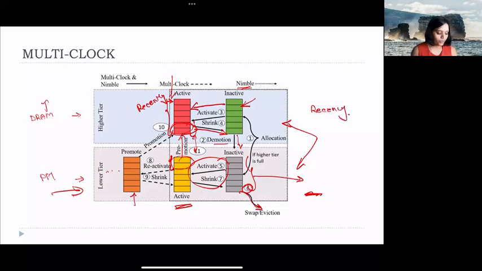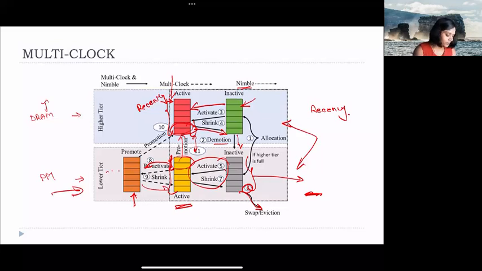But we have no idea of frequency, how many times it is used. In order to capture frequency, a very simple but sweet idea is to add more lists. So every time an item from this list is accessed, we would put that into the promote list. We could follow the same shrinking mechanism as before.